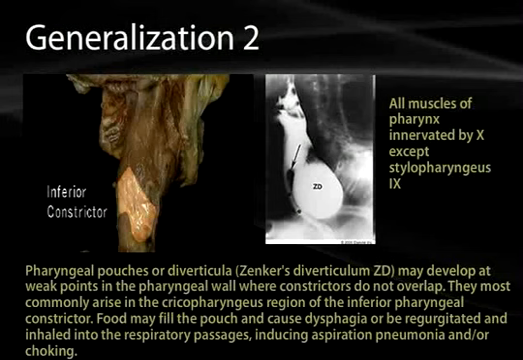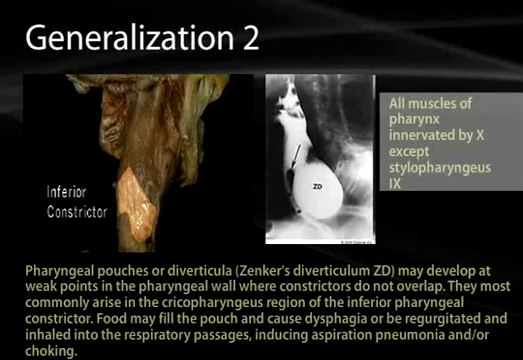Now we'll look at a couple of the constrictors. Here you can see the superior constrictor, middle constrictor, and inferior constrictor. And the generalization that you can draw from the constrictors of the pharynx is that they're all innervated by cranial nerve 10, except for one small muscle, the stylopharyngeus, which is innervated by cranial nerve 9.